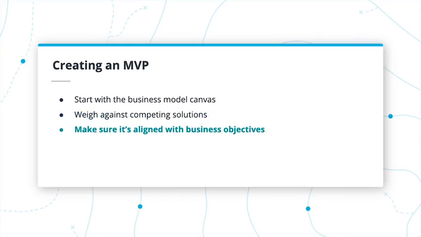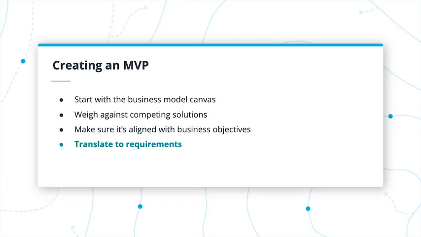Then, you'll also want to make sure that the MVP is aligned with business objectives. Do you have revenue targets? Do you need to launch by a certain date? Are you trying to attract new users? You need to make sure that your MVP is helping to meet the business objectives, whatever they are.